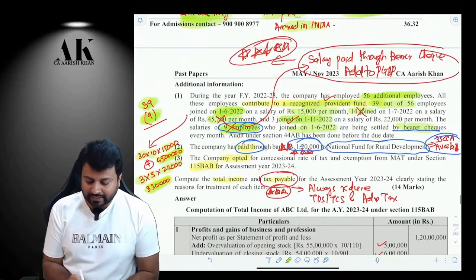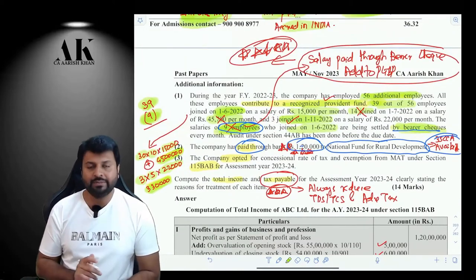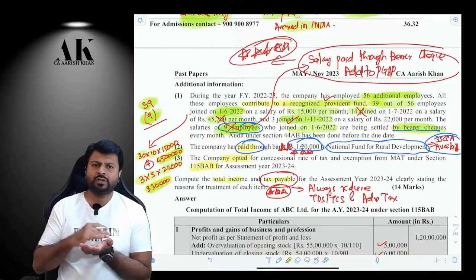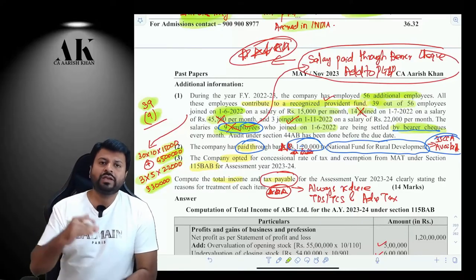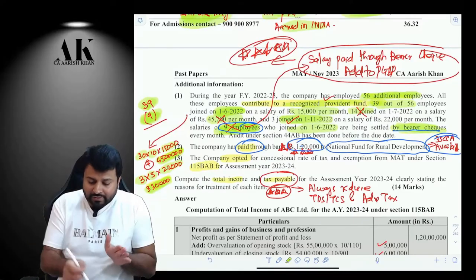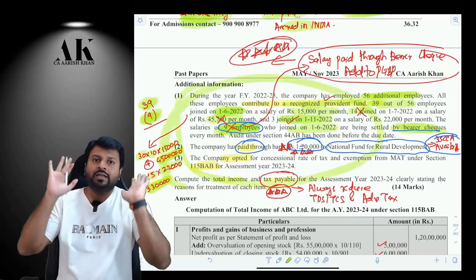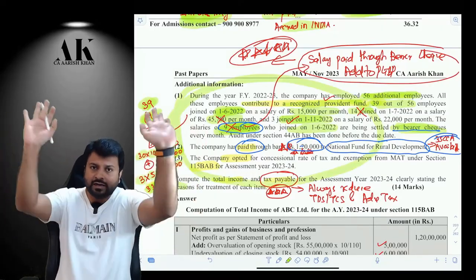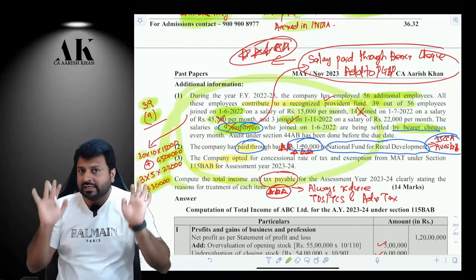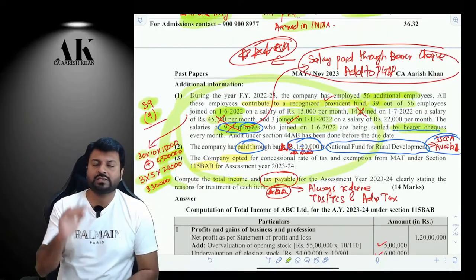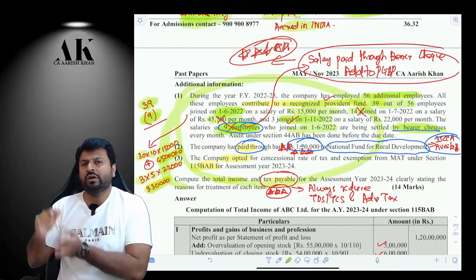Now what are they doing? They are disallowing this 9 employees' amount paid by bearer check. Whatever is the salary of the 9 employees, they are disallowing in what? PGBP. But they are also giving an alternate answer that this information is given only for 80JJAA and everything in the PGBP is done correctly. So if you take that assumption, then in that case you don't have to disallow this 9 employee salary in PGBP. It means in that case you have to do whatever you have been doing so far.